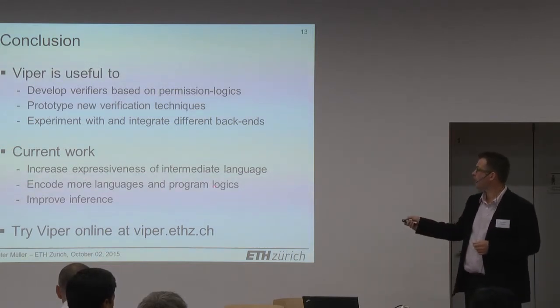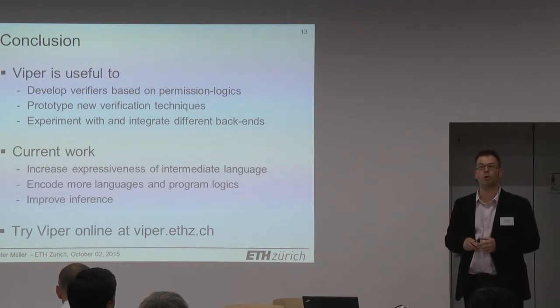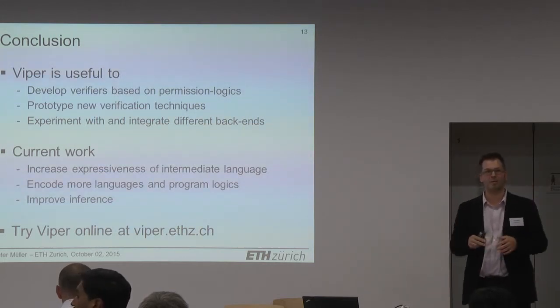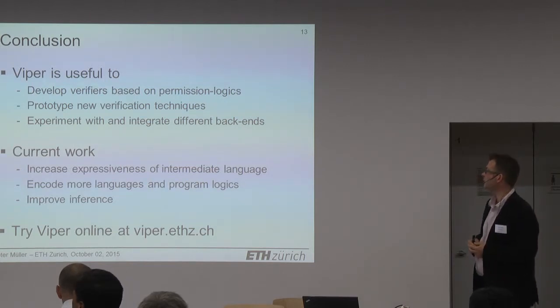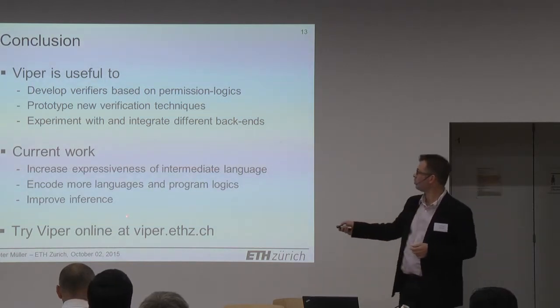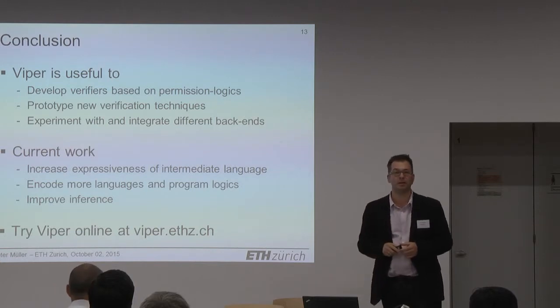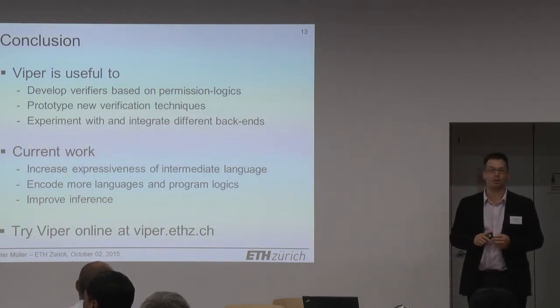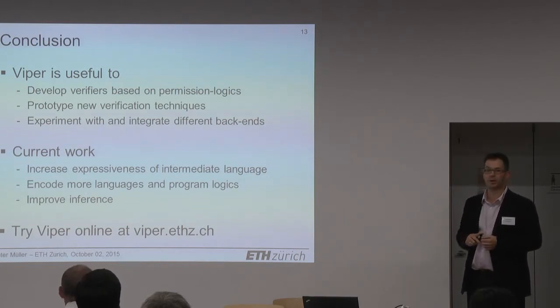To encode more languages and logic, so that means to build more front ends, but not just different variations of what we already have, but really things that have a very different nature. And in particular also to improve the inference, which is currently very basic, but I think it's really important to reduce the annotation overhead by having a strong abstract interpretation component there.